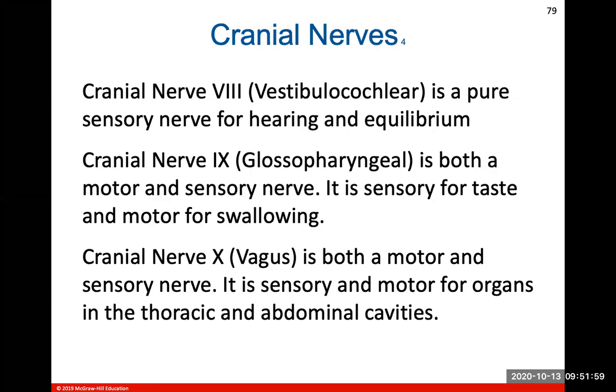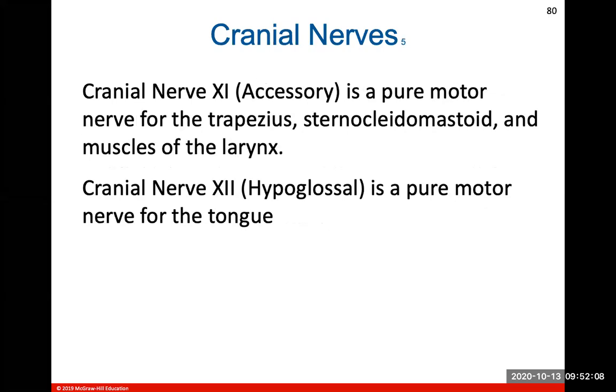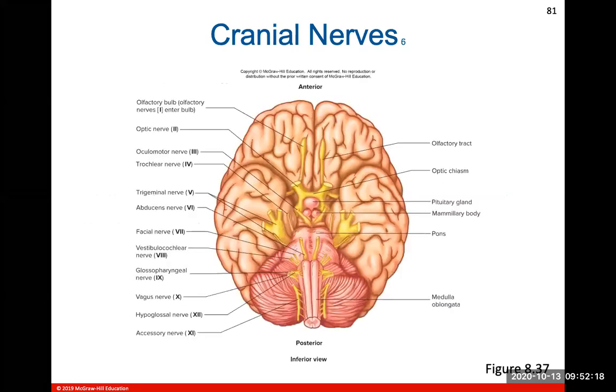And the vagus nerve is the only cranial nerve that leaves the head and neck region and travels down into your thoracic and abdominal cavities for both sensory and motor. 11 is the accessory motor nerve for some of your muscles in the head and neck region. And the hypoglossal is a pure motor nerve for the tongue. So pause the lecture at this point and you can take a look at where these cranial nerves are located.